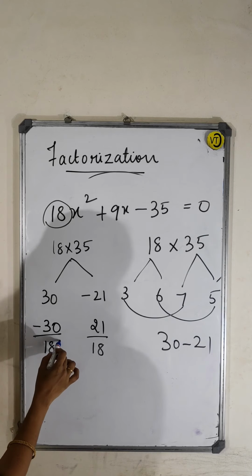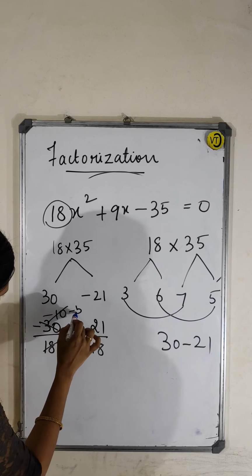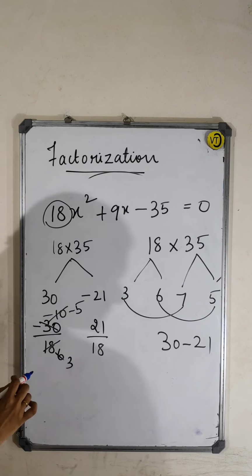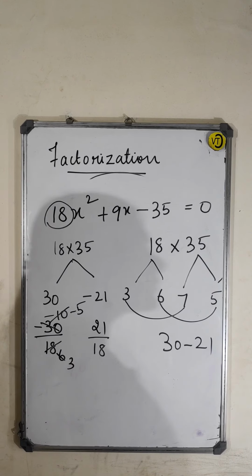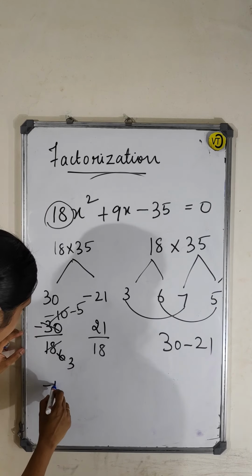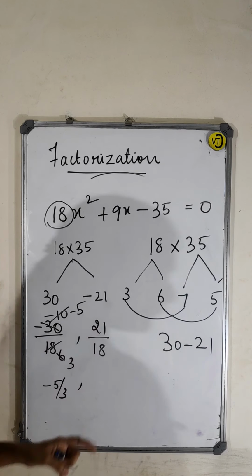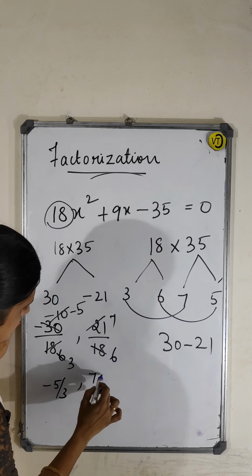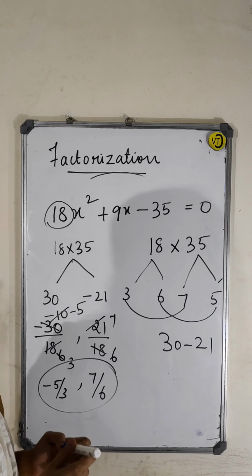what is the value here? 6 3s are, 10 3s are, 5 2s are 10, 3. So the answer is, so here minus 5 by 3. The next 21 by 18. This is 7 3s are and 6 3s are 7 by 6. So these are the x values.